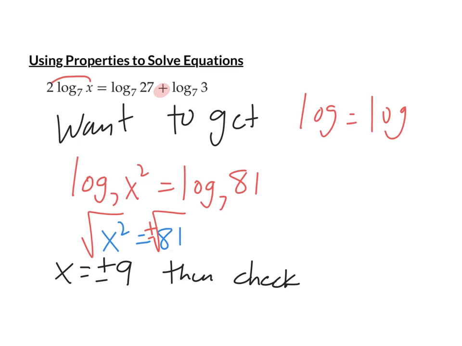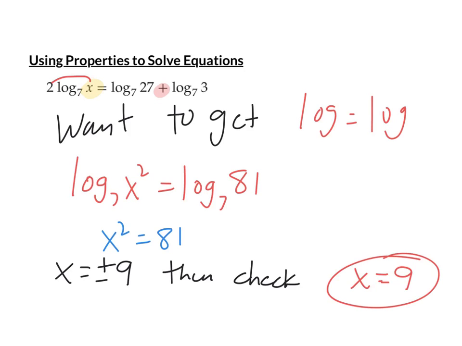Then I have to check. Now here's the issue. Remember, this number can never be negative. And if I solved and I get negative 9 as one of my solutions, then this number is negative. That's a problem. So we're going to throw out negative 9, and I'm going to have one solution, x equals 9, because this can't be negative.